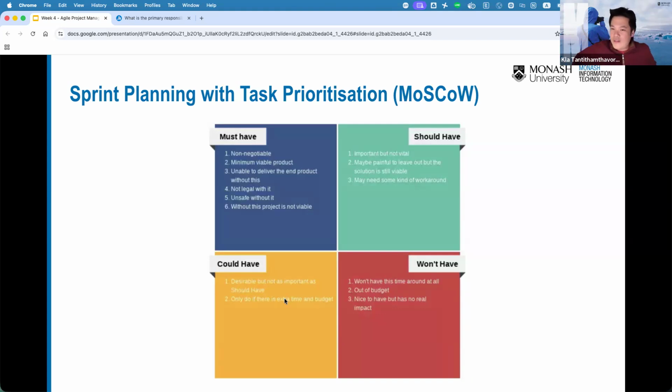Okay. Won't have, it means that we won't have this time around at all. We run out of the budget, nice to have, but has no real impact at all. For example, oh, we really want the database to be super secure and no one can change the database at all. And that's why we're going to use the, what is that? I forget the name. Can someone tell me? In the Bitcoin, what is that called? No. What is that? Blockchain.